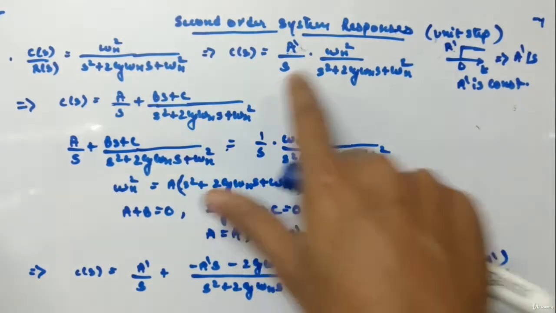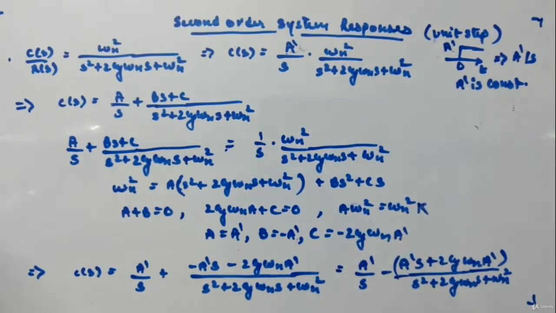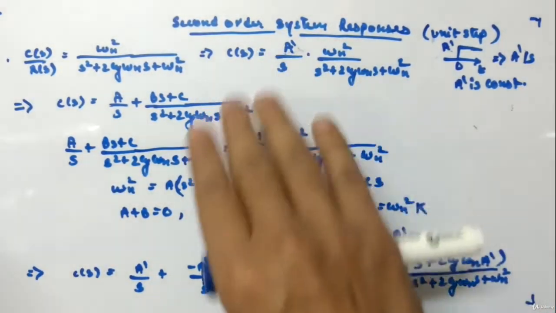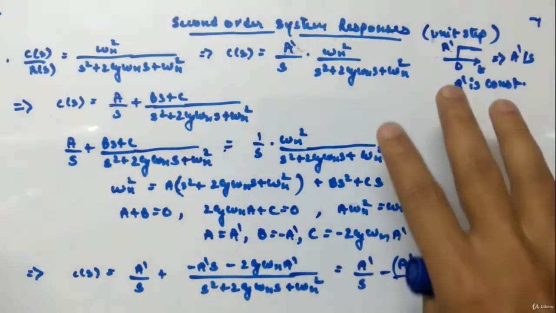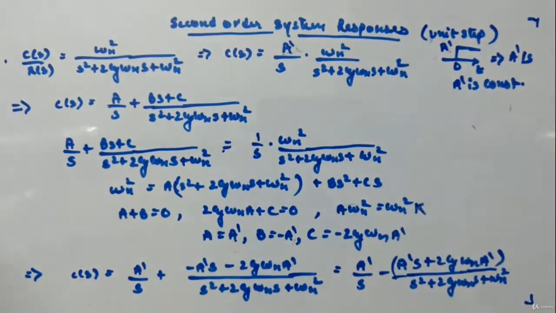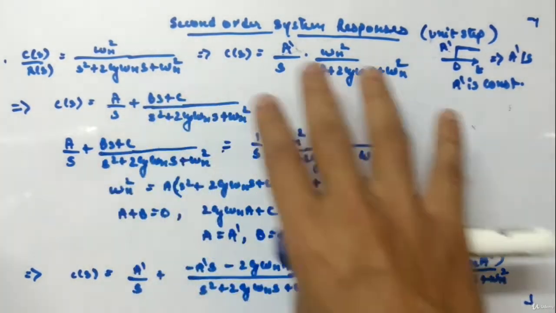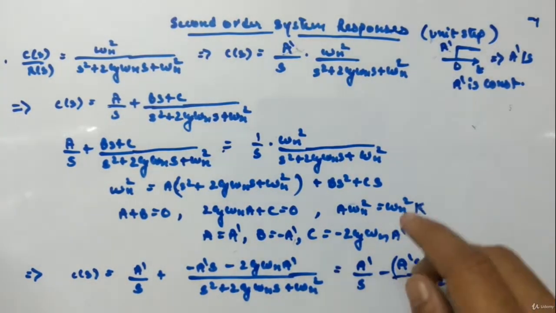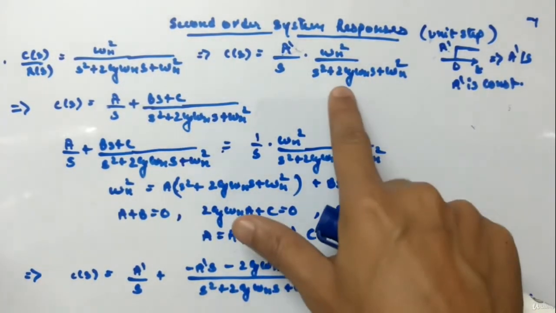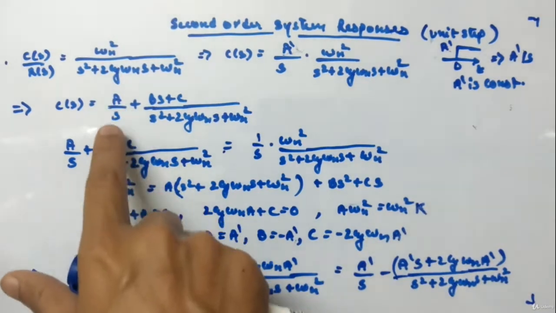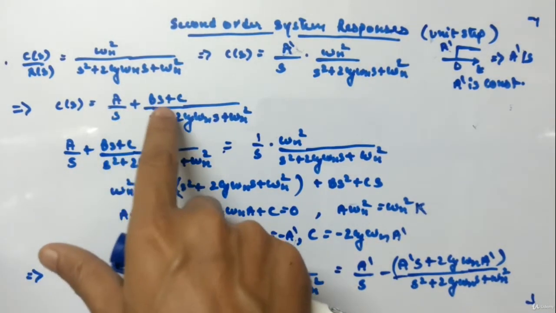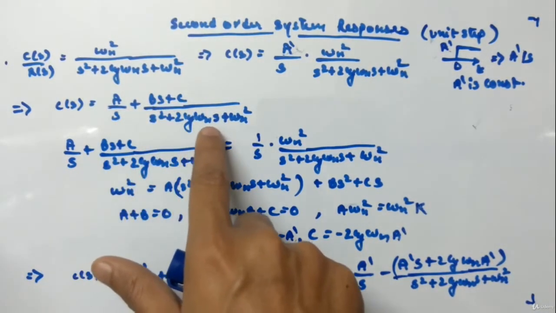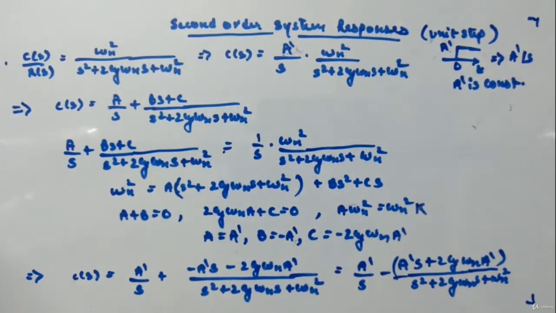Mind you, the input is unit step. The input can be anything else and the calculation will be different, but mostly unit step input is used. That's why we calculate first for unit step. Now this can be written as A divided by s plus (Bs plus C) divided by s square plus 2 zeta omega n s plus omega n square.